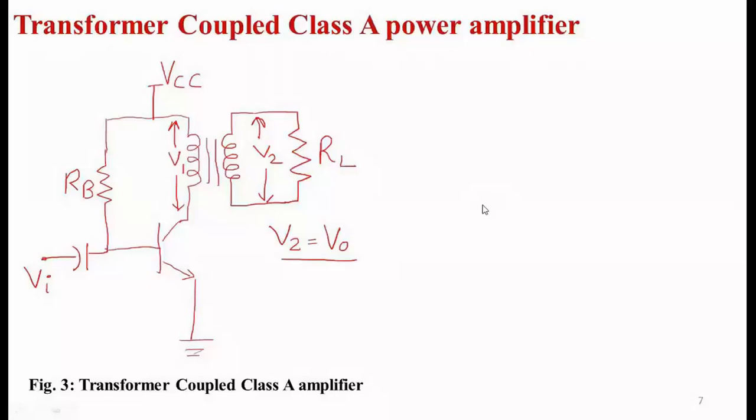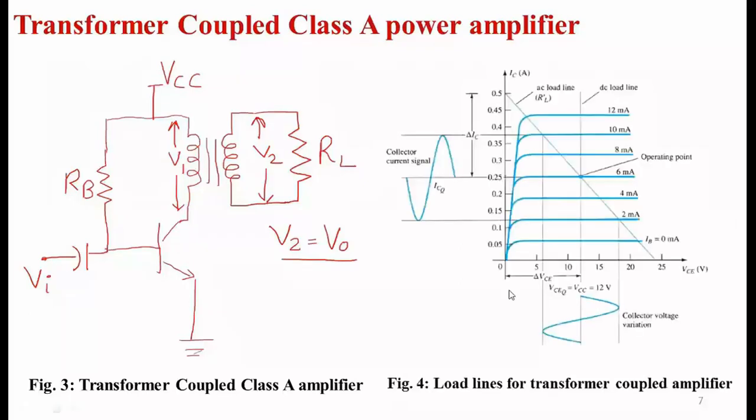Transformer coupled class A amplifier. Let us see how it is different from the series fed class A amplifier. This is the output characteristics of the transformer coupled amplifier. Here we have the DC load line, and here we have the AC load line. One important thing we can observe here is that the DC load line is a straight line. It has no point on the y-axis.